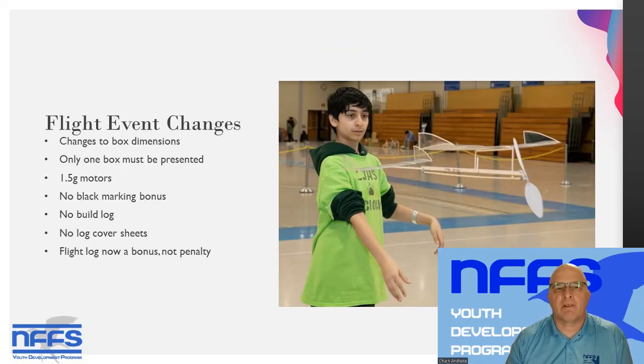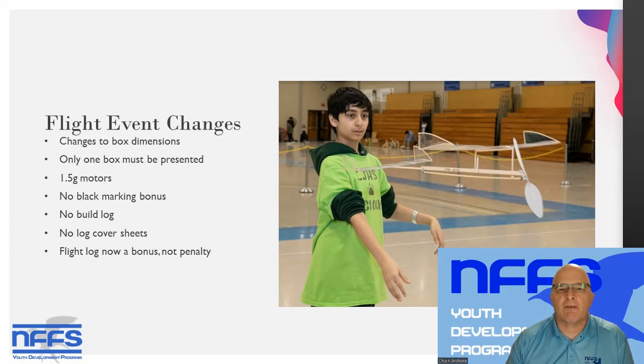Some changes from last year. The box dimensions were slightly changed, as we'll see in a moment. This is to improve the flyability of the C division plane and to make available a few more readily available boxes so that students don't have to build their own box. Only one box needs to be presented for measuring the airplane. Last year we needed 2 boxes if you had 2 airplanes.